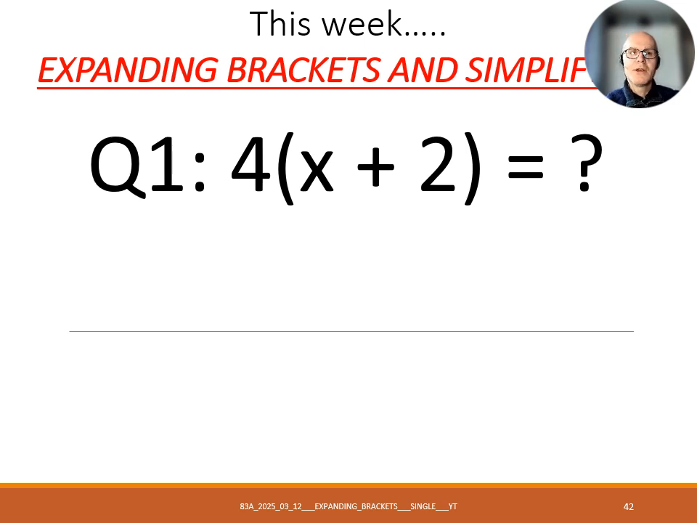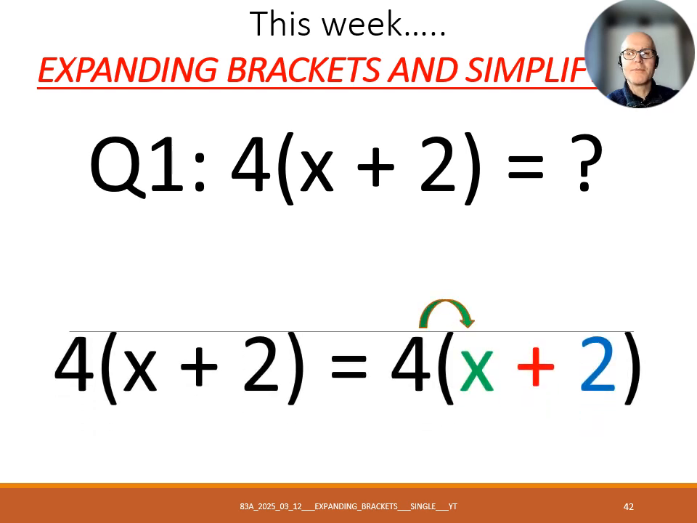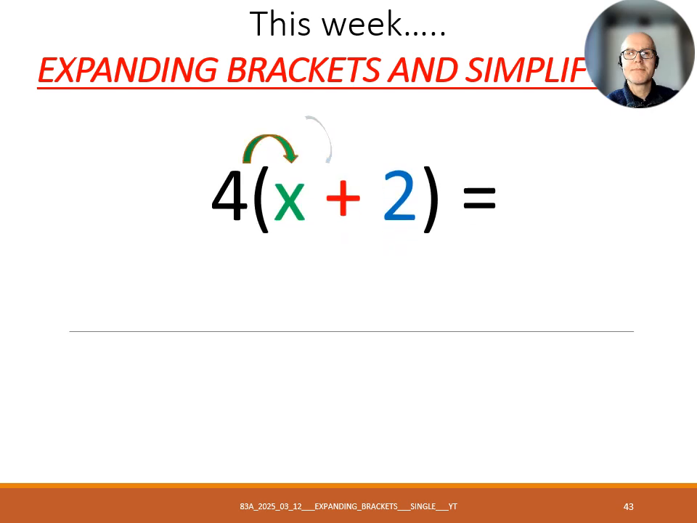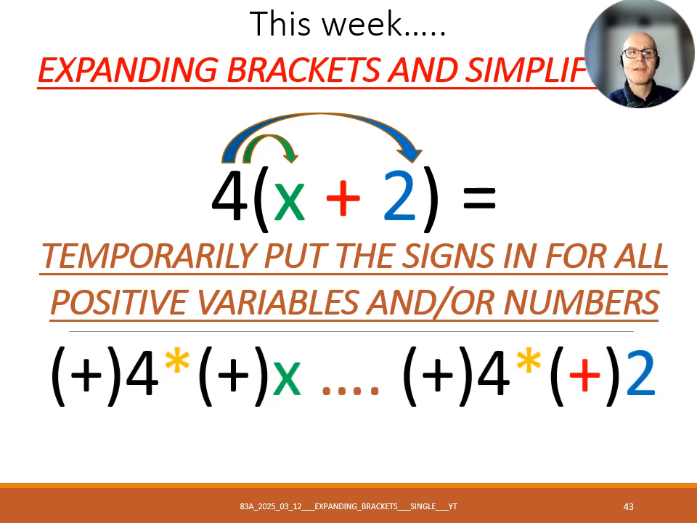Here's the first one. 4, open brackets, x plus 2, close brackets. We're going to use the exact same methodology and steps that we've looked at so far for the worked examples. Colour coding it up. First part is going to be 4 times the x and then 4 times the 2. Put our positive signs in for the positive variables and positive numbers. We have positive 4 times positive x and positive 4 times positive 2.